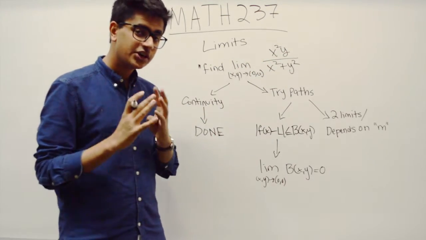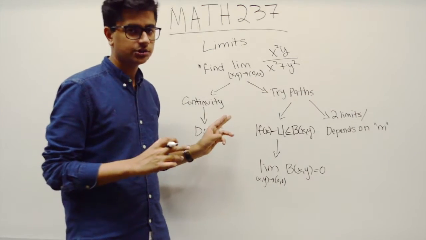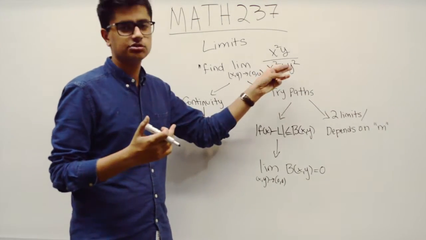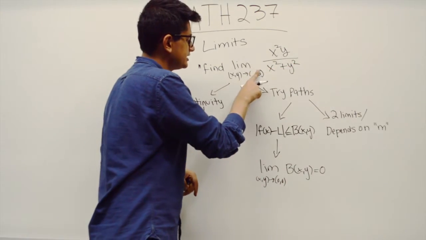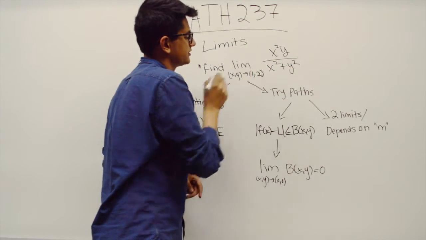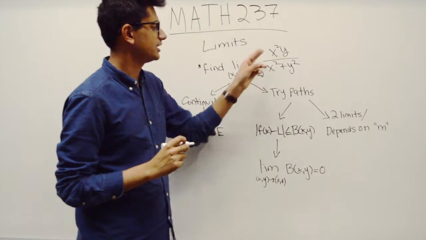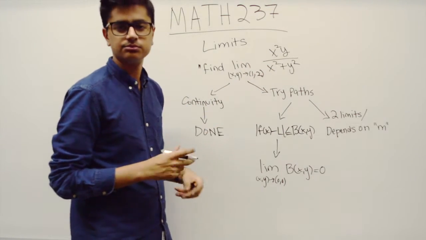So the very, very first thing you need to do is check for continuity theorems, which essentially means, can you sub in the numbers directly into the function and get a value? So let's say you are approaching the value of (1, 2) for this function. You can basically sub in the numbers perfectly into this, and you'll get 2 over 5. Perfect.